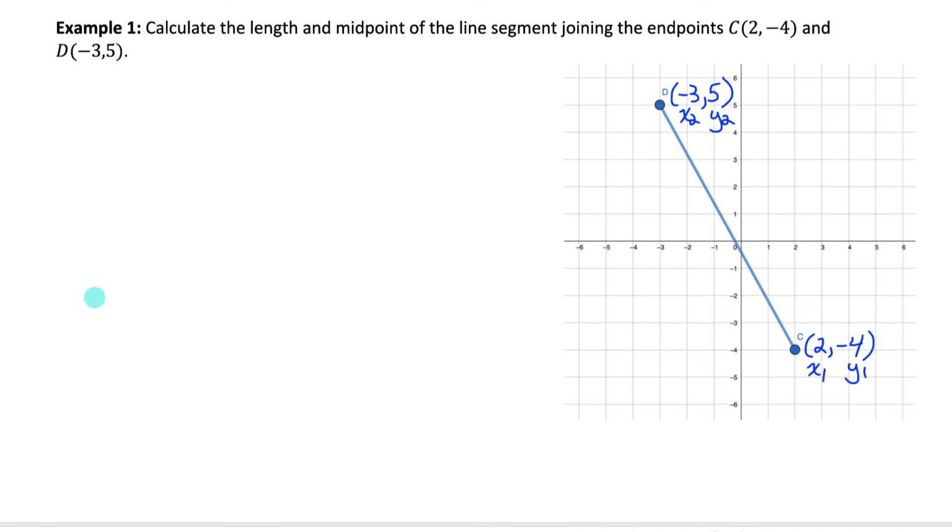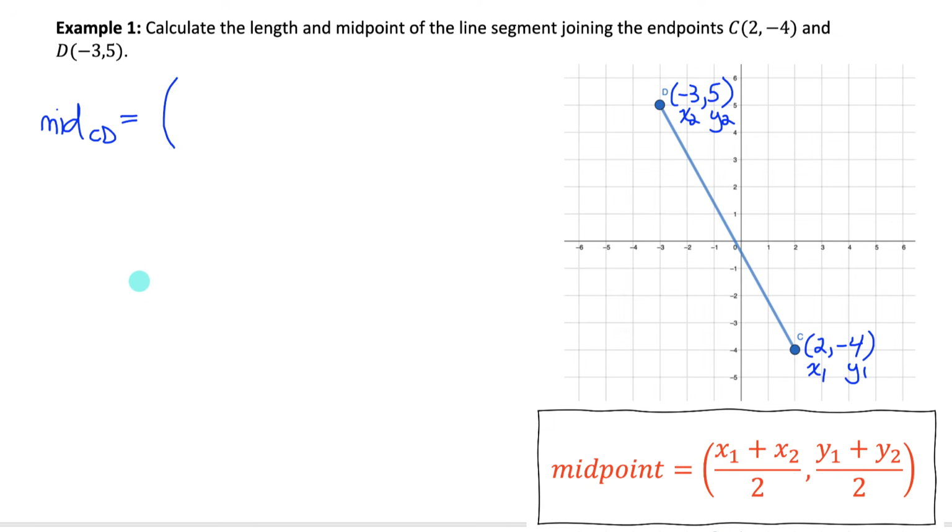Now if I'm going to find the midpoint of line segment CD, I'll short form that by saying the midpoint of line segment CD equals, I can find the coordinates of the midpoint by following the formula, which tells me to find the average of the x coordinates. And I do that by adding them and dividing by 2. So I'll do x1 plus x2 divided by 2. That'll get me the x coordinate of the midpoint. And I can find the y coordinate of the midpoint by adding the y coordinates and dividing by 2. So I'll do y1, which is -4, plus y2, which is 5, divided by 2.